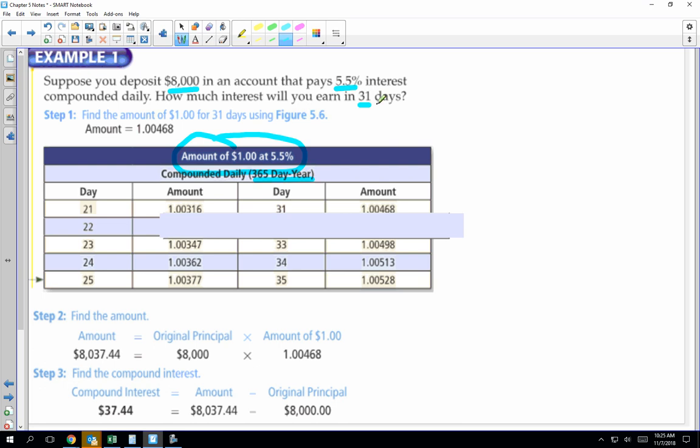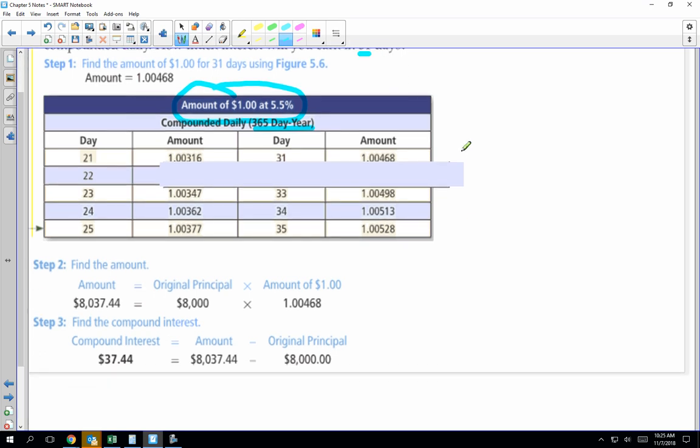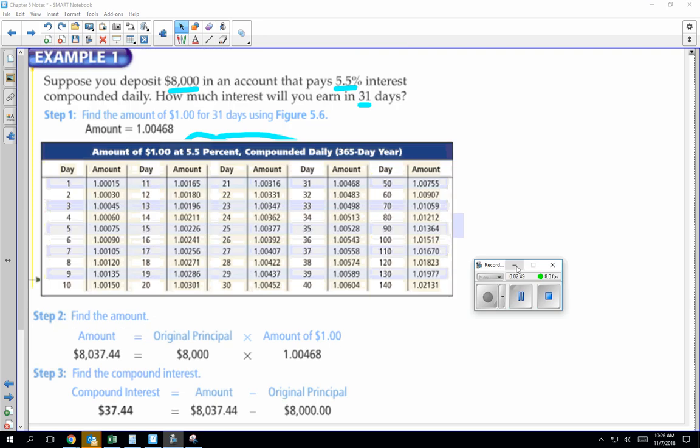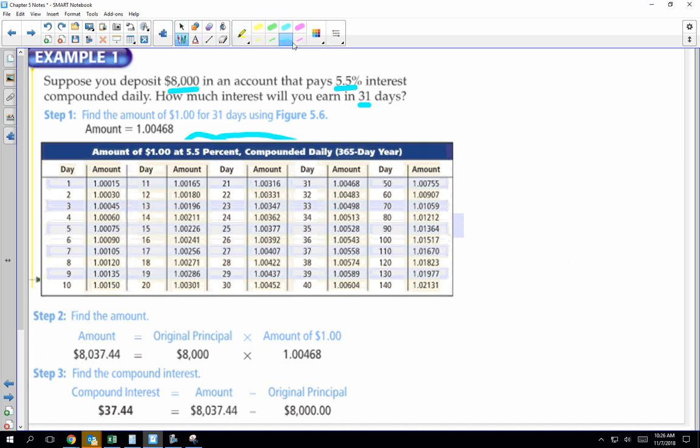Okay, now that I have the right table for 31 days, we look up our day 31, which is right here, and we see that it is 1.00468. So that's from the table.